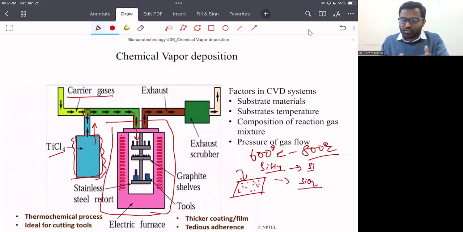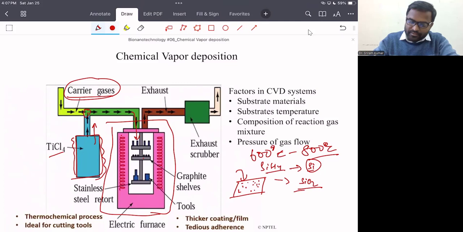So it depends on which kind of gas mixture you have used. If you use an inert gas there, then you only have silicon. But if in the carrier gas you have some amount of oxygen, in that case you will get silicon dioxide deposition. So here we have the precursor, the carrier gas, and the deposition chamber.